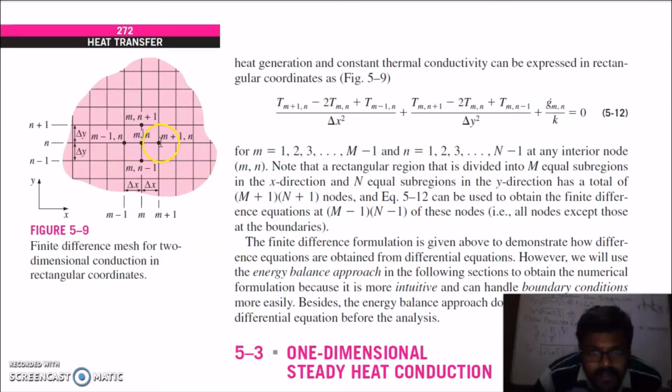So you can write in this form, that is (T_{m+1,n} minus this plus this point) divided by del x squared. Now you can see that there are n equal subregions in the y direction and m equal subregions in the x direction, and a total of (m plus 1) times (n plus 1) nodes. So this can be used to obtain a finite difference equation at (m minus 1) times (n minus 1) of these nodes. Means these are the number of equations which we form here. So you can solve also.